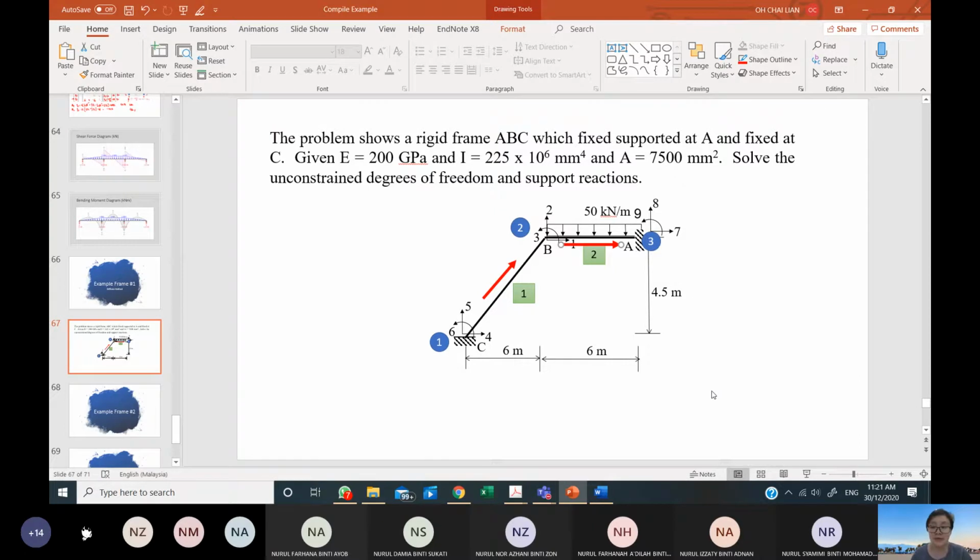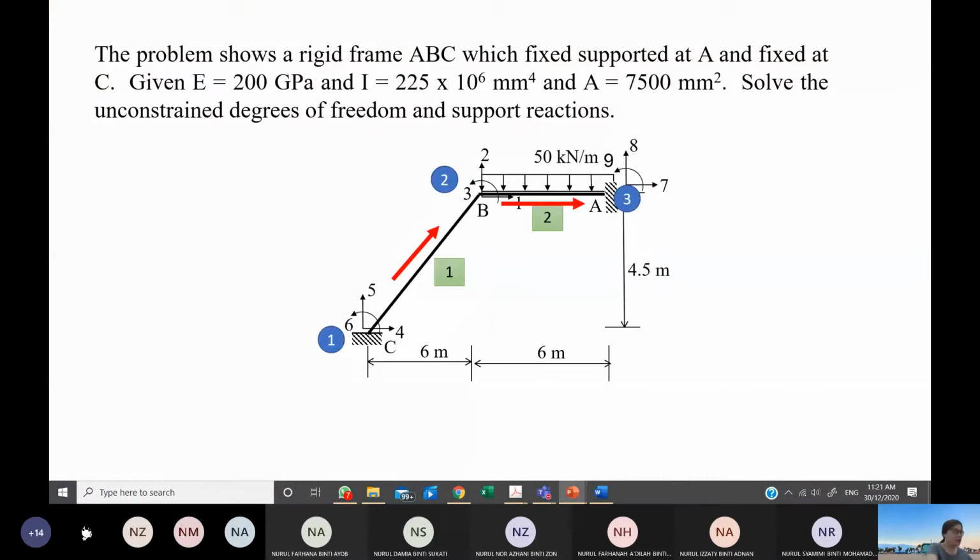So can I move to the DOF numbering? Yes. Okay, so now you can see that we are actually doing a frame. If you still remember, for a beam, the number of DOF at each node is 2. For a truss it is 2, and for a frame it is 3. We are talking about a 2D system now.